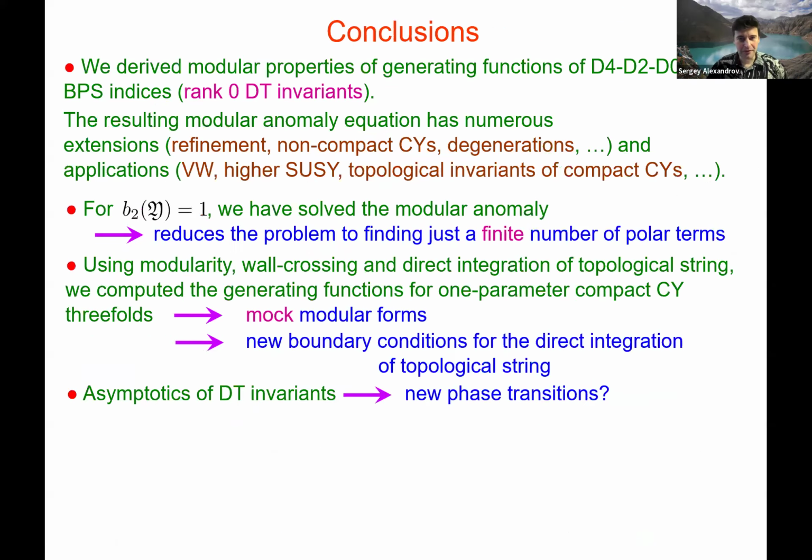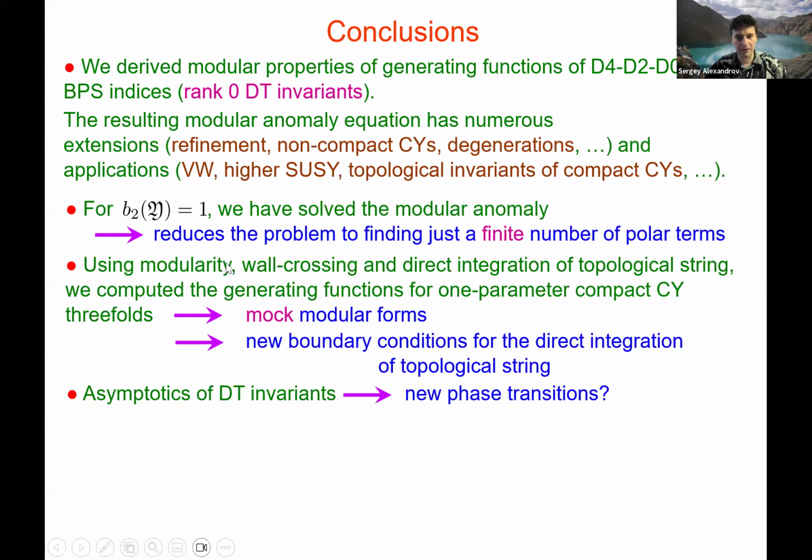Okay, so my time is almost over, so let me just finish with conclusions. The main message which I would like to tell you is that we derived modular properties of generating functions of D4 to D0 BPS indices, or from the math side, rank 0 DT invariants. And this anomaly equation actually has numerous extensions and applications, and at least in the one-modulus case, it can be completely solved, which reduces the problem to finding just a finite number of polar terms.